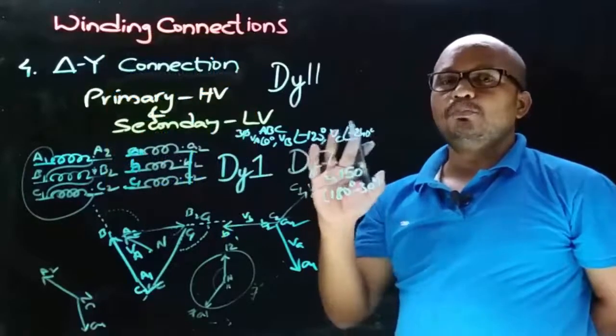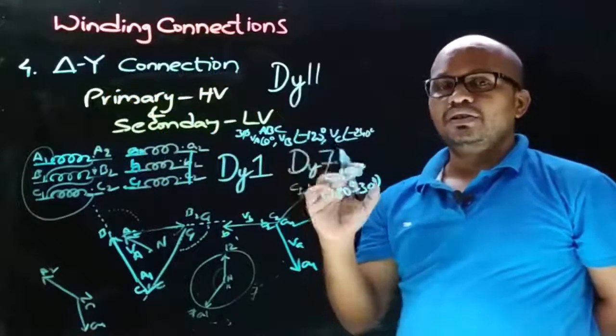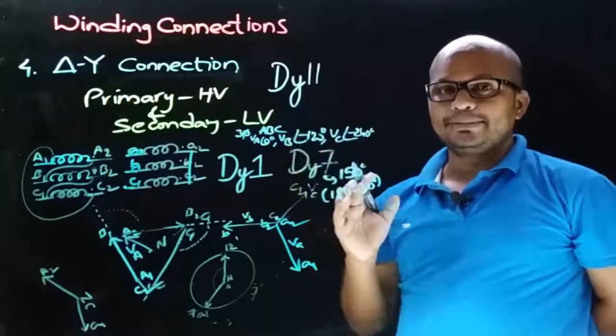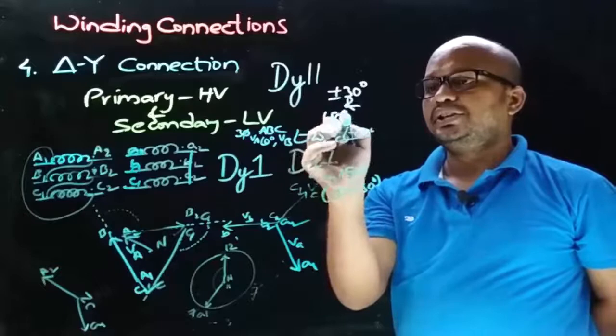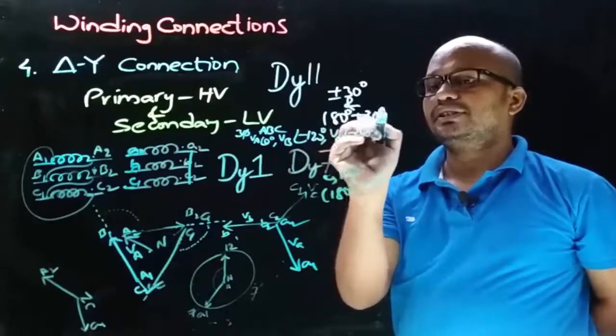So these are the 4 possible connections of delta star connection, from which we got the 4 different phase displacements, that is plus or minus 30 degrees and 180 degrees plus or minus 30 degrees.